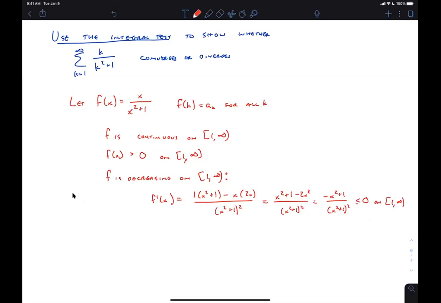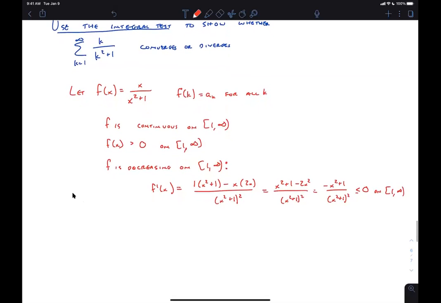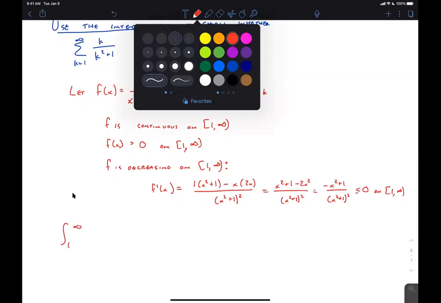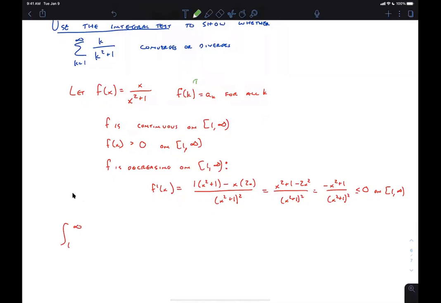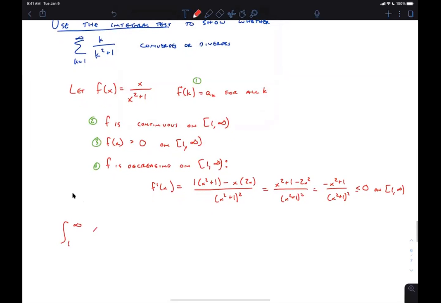And then now we do the integral. These are the 5 things you need to show. So you need to show they're equal. You need to show it's continuous, positive, and decreasing. If those 4 things are all true, then you get to do an improper integral. And if the improper integral converges, then the series converges. And if it diverges, then the series diverges.